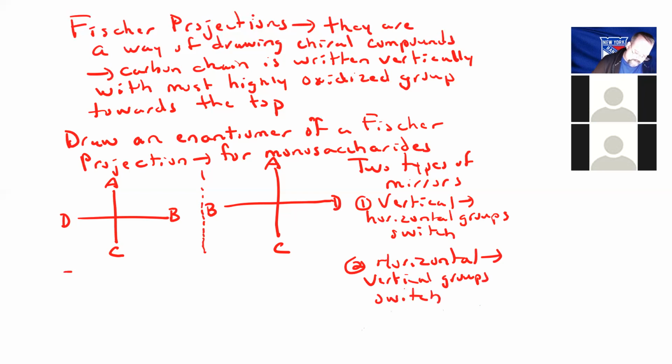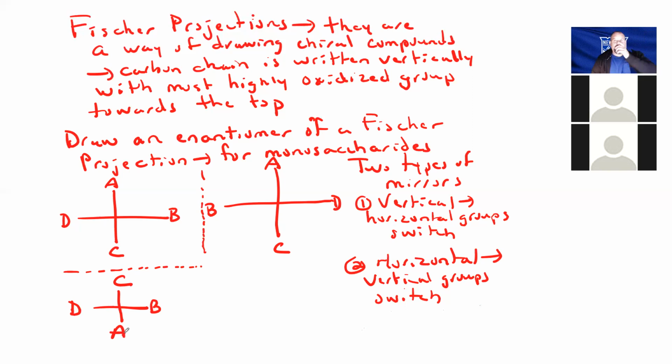So if we were going to apply, going back to our original structure, a horizontal mirror, D and B would stay exactly where they are. C would come from the bottom to the top. A would go from the top to the bottom.